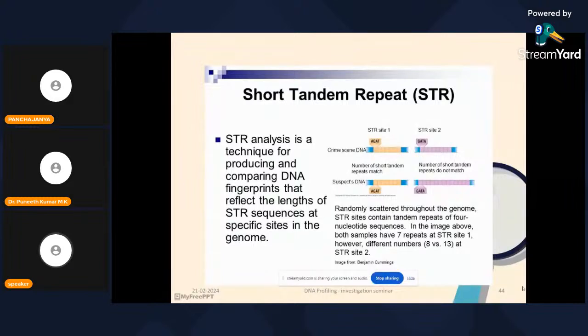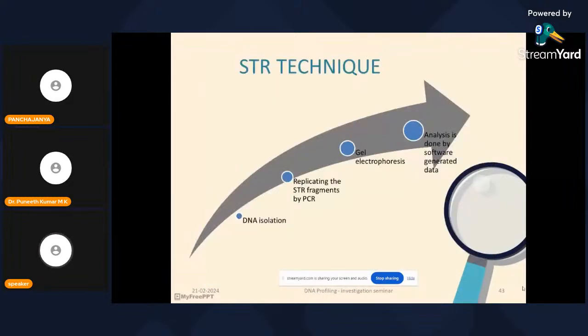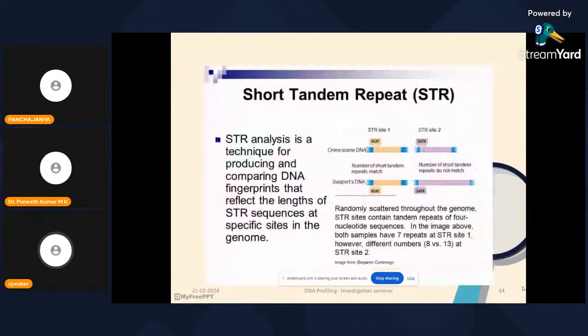Just remember that the isolated DNA is replicated based on the tandem fragments or the tandem repeats. Each DNA has tandem repeats, and based on those repeats, it is fragmented. That fragmented DNA is replicated by the PCR method, that is polymerase chain reaction. Again, it is subjected to electrophoresis, and then with the help of software in which data has already been fed, the software will give a comparison between the patterns, and identification will be done.